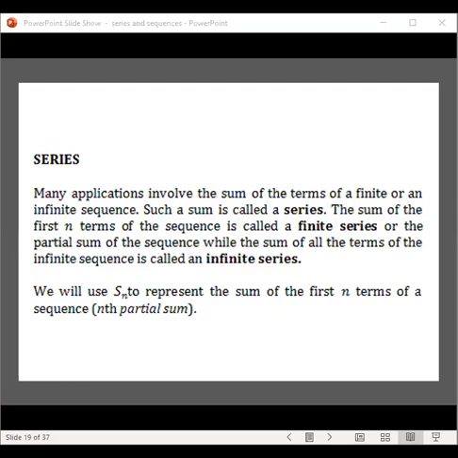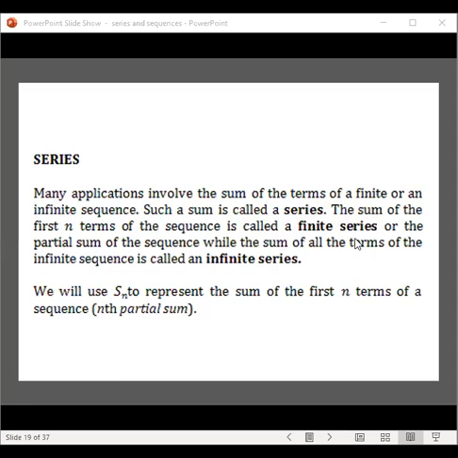Again, when we talk about sequence, that is just a list of numbers. When we talk about series, this is the sum of the terms in that sequence. Many applications involve the sum of the terms of a finite or an infinite sequence. Such a sum is called a series. The sum of the first n terms of a finite sequence is called a finite series. And the sum or the partial sum of an infinite sequence is called an infinite series.